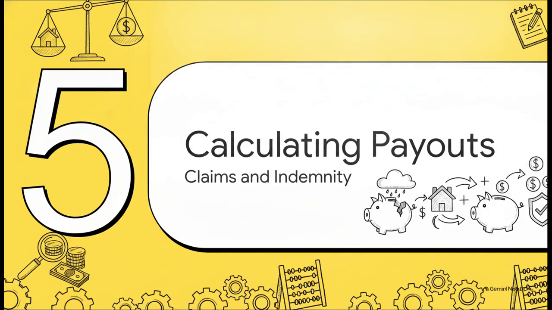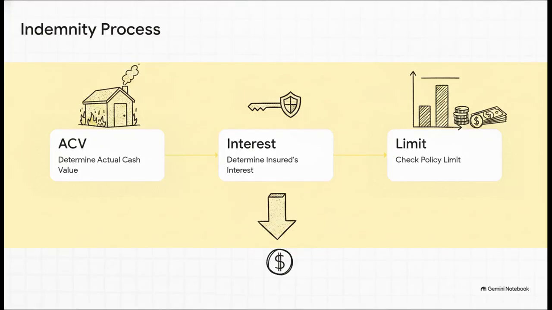Finally, Section 5. Calculating claims and payouts. This is where we put on our adjuster hats and do the actual math. All right, get your notepads out. Here is your 3-step formula for determining indemnity. 1. Calculate the actual cash value of the damaged property. 2. Establish the financial interest of the insured. And 3. Check the policy limit.